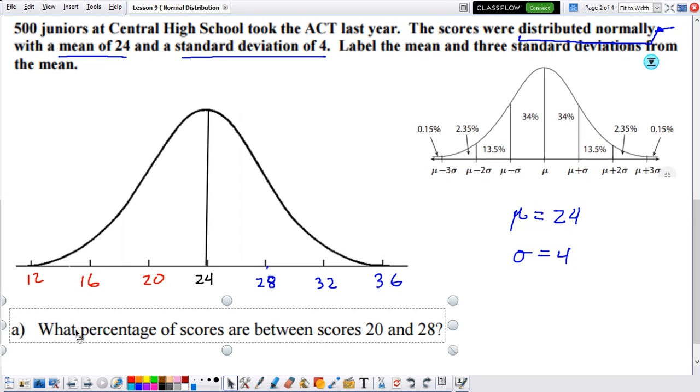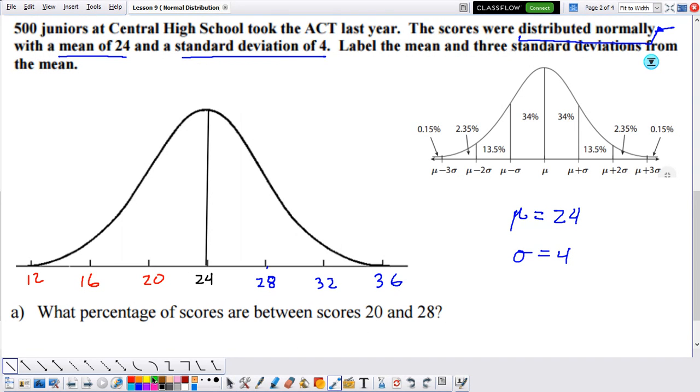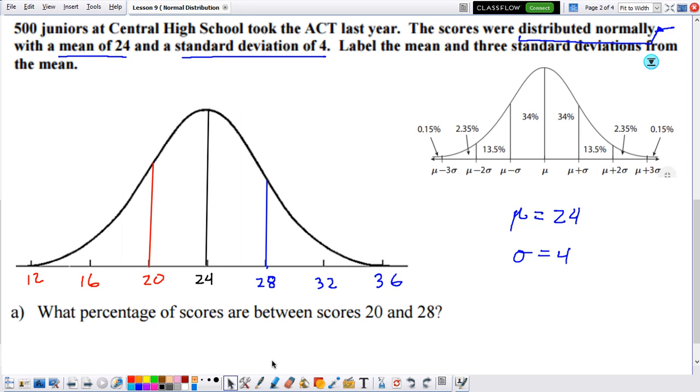So now we can answer the following question. What percent of scores are between 20 and 28? Excellent. So now, let's identify where is 20 and where is 28. So notice that 20 is right here. So let's just do a line here. And notice that 28 is exactly right here. So this is what we have so far. So now, what the question is asking us is, what percentage of scores are between these 2 points?